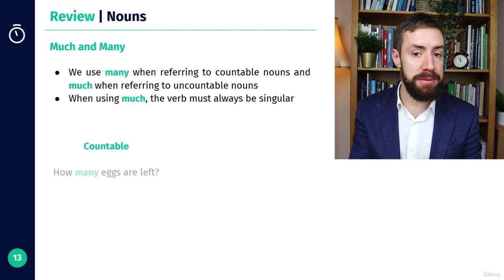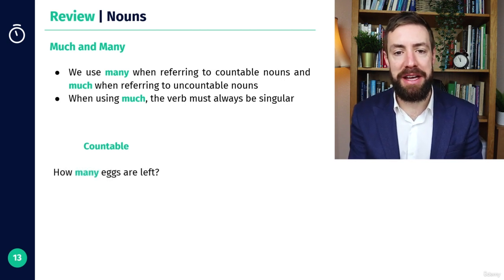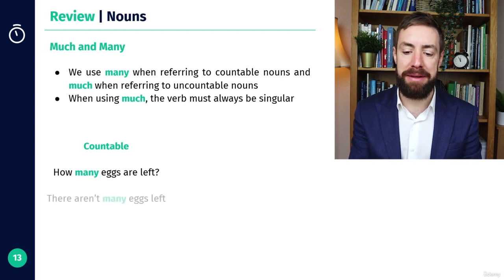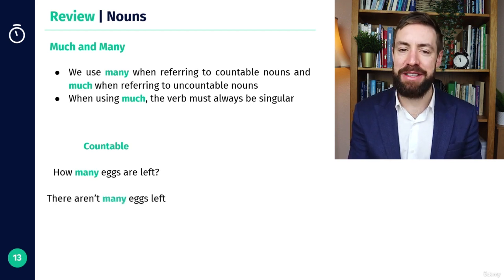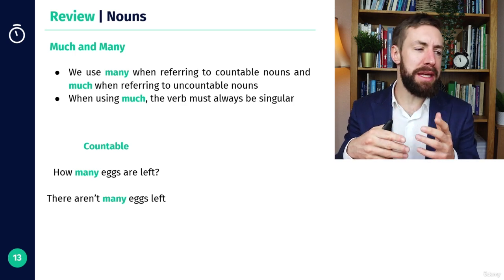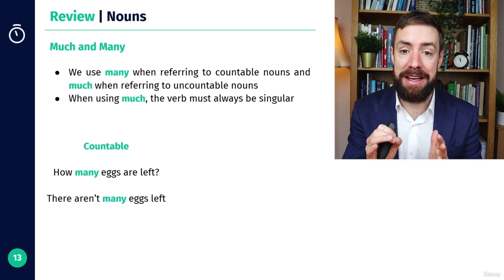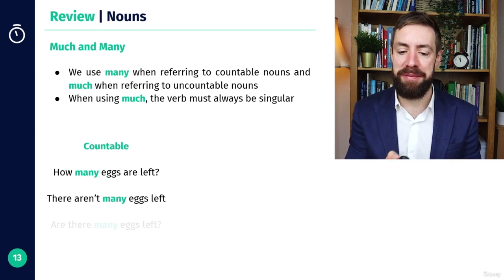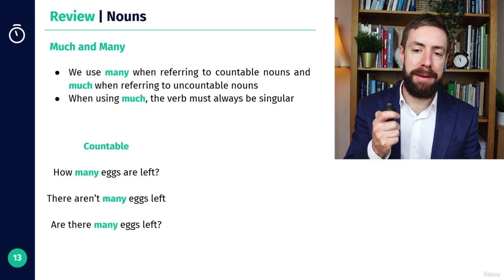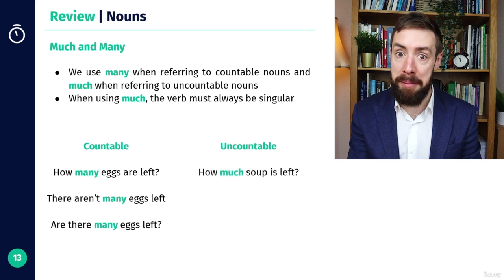First of all, countable nouns. How many eggs are left? Eggs are countable, so we say many. There aren't many eggs left. So if we say there aren't many, that means there might be 1 or 2 eggs. If we say there aren't any, that means 0. Are there many eggs left? Okay, so it's many when we're talking about countable, and uncountable, much.